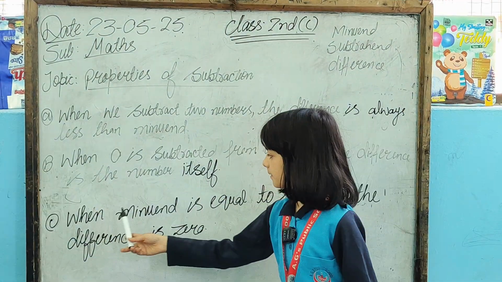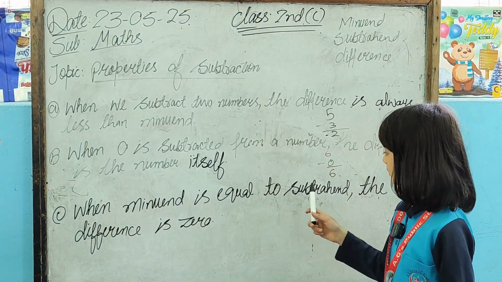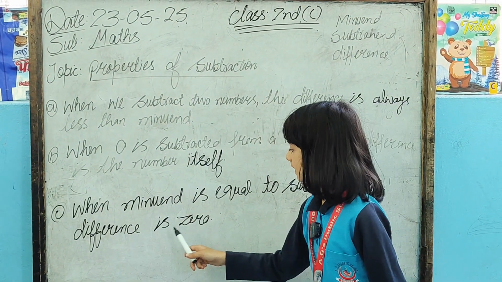Number 3. When minuend is equal to subtrahend, the difference is 0.